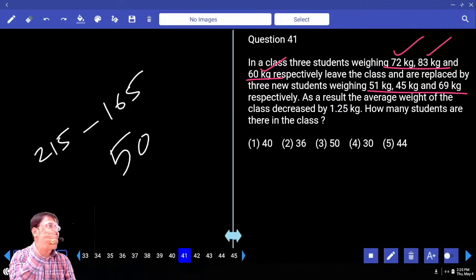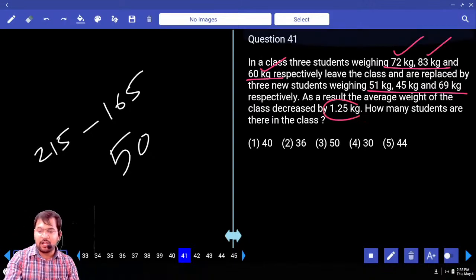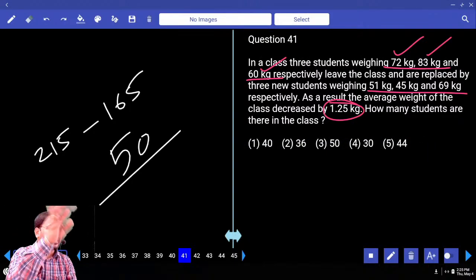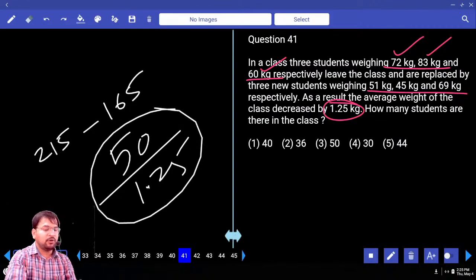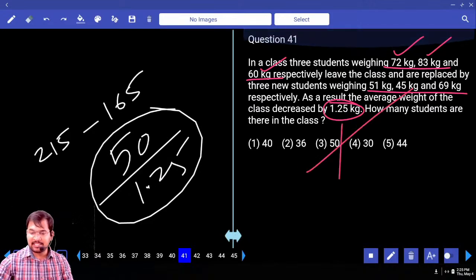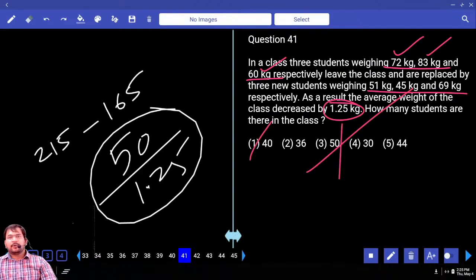Are you clear, Nana? Per student it is decreased by how much? Total decreased by 50. Per student decreased by, then you can know how many students are there in the class. Total decreased by 50. Per student decreased by 1.25. So your answer is 40. 1.25 is nothing but 5/4. 5 get cancelled. 4 comes to the numerator. 4 into 10, 40.